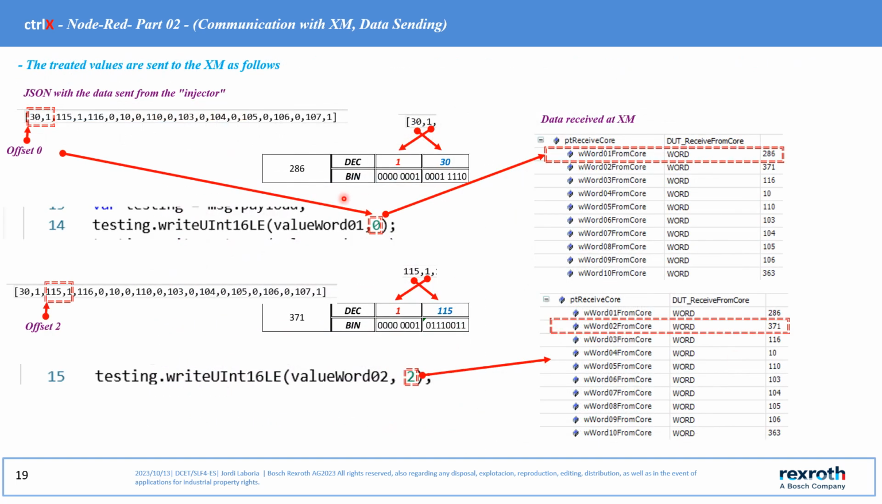Example of structures sent from the injector and how they reach the XM. Offset 0, offset 2. As you can see, the values are generated inverted from the injector and are placed correctly by the function, appearing the values correctly in the XM.